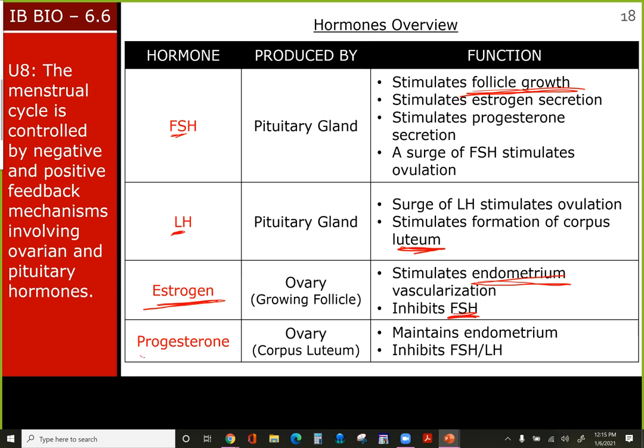And then there's progesterone. Progesterone is released by the corpus luteum. That's what the follicle becomes after the egg is released. It maintains the endometrium thickness, and it also inhibits FSH and LH. This is negative feedback. If there's a baby in there, you don't want to stimulate another egg, right? There's only room for one baby at a time.